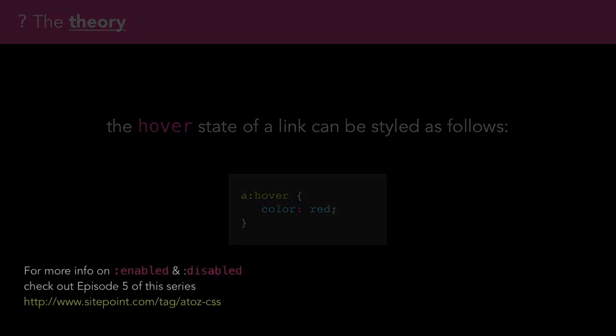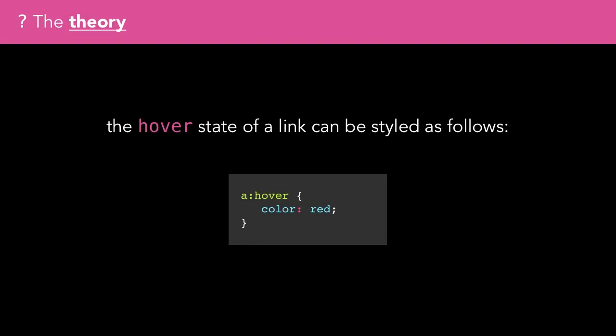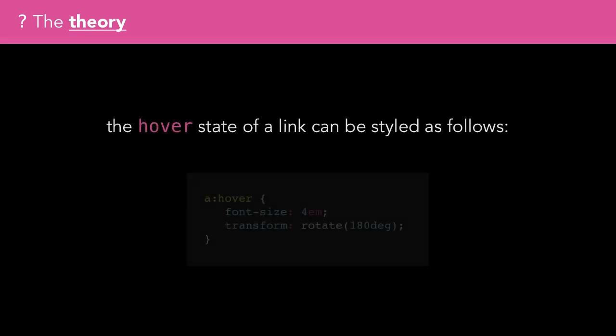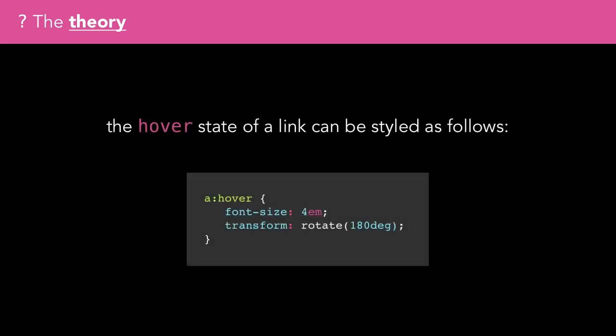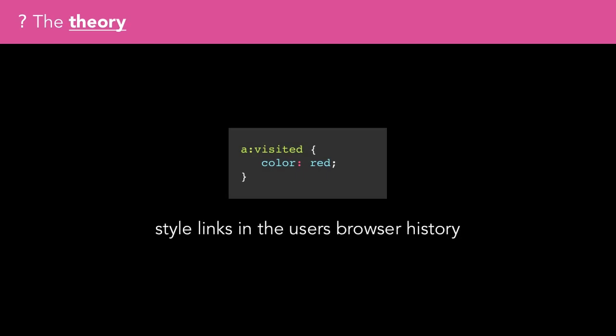And you can check out the enabled and disabled pseudo classes in episode 5. In this example, just the color is being styled, but any properties can be changed, overwritten, or cancelled out. You could increase the font size and rotate the link by 180 degrees if you wanted to, but don't do that. There are other pseudo classes that are useful for styling different link states too.